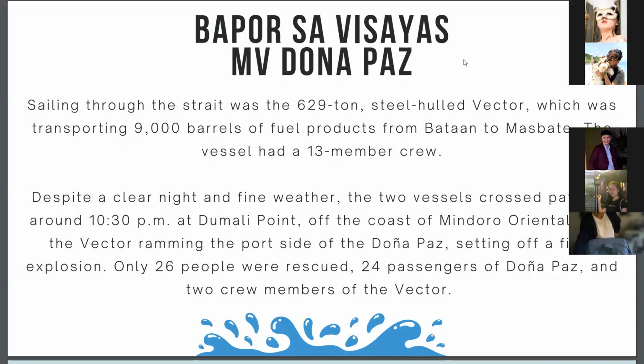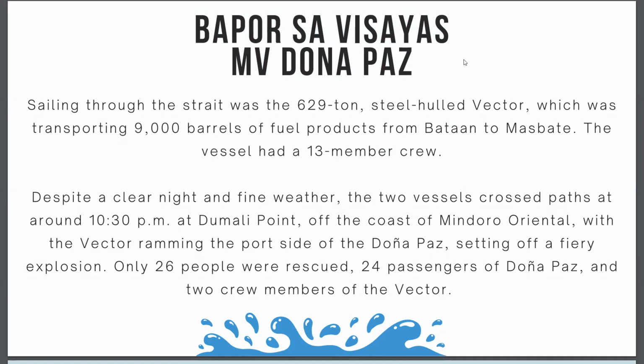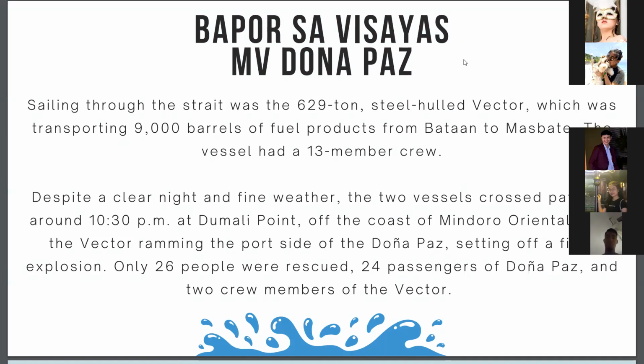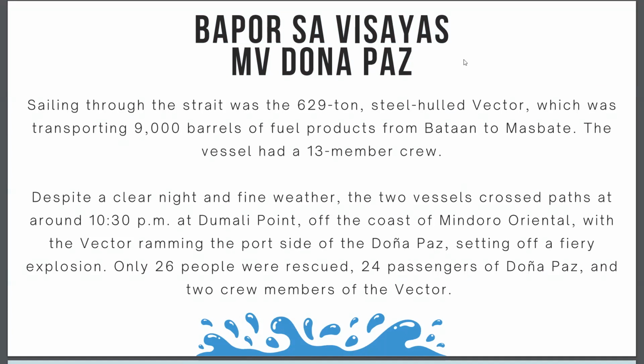Sailing through the strait was the 629-ton steel-hulled Vector, which was transporting 9,000 barrels of fuel products, including gasoline, kerosene, and oil from Bataan to Masbate. The vessel had 13 members. The most senior navigator on deck serving as captain was a seafarer with license of second mate. The crew, as is customary during long holidays in the Philippines, was already in the festive mood, drinking and merrymaking during the trip.